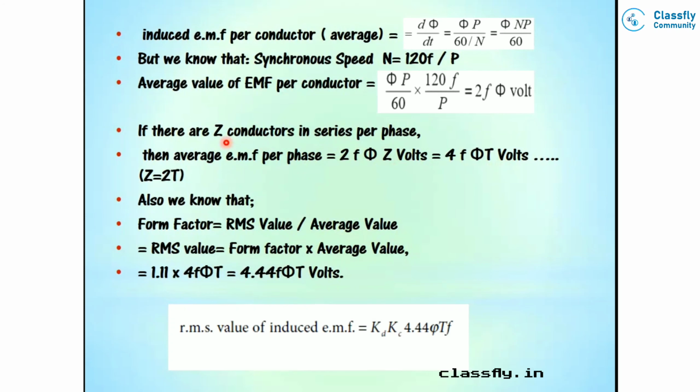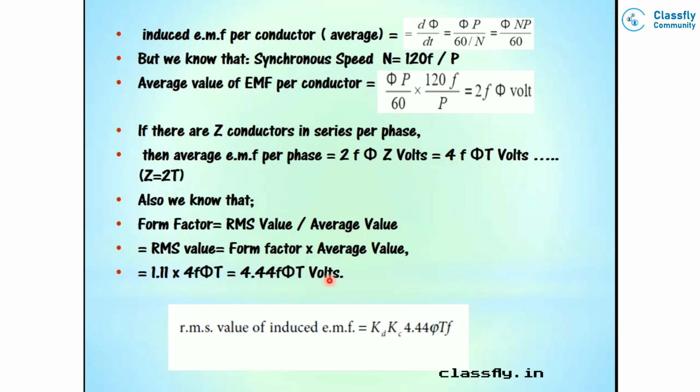We also know that whenever we find the equation, we need the RMS value. We can find it because the form factor is the ratio of the RMS value, that is the root mean square, to the average value. So we need to find the RMS value. We know that the form factor is 1.11 and the average value is 4 f phi T. So we get 4.44 f phi T volts. This is the induced EMF for the RMS value.